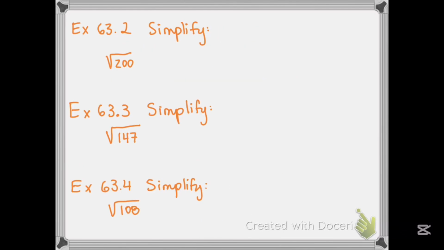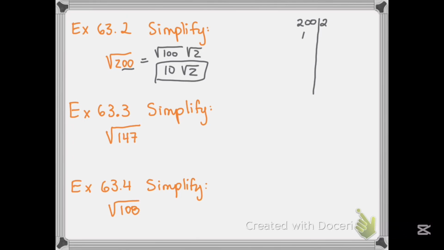Let's look at this other example, 200. Again, 200, it's an easy one because we have 100 and we know that the square root of 100 is 10. And the square root of 2 we don't know, so we just put the square root of 2. But again, if you're not sure about it, you just factorize. And if you don't know that 100 is a perfect square, then you just keep going.